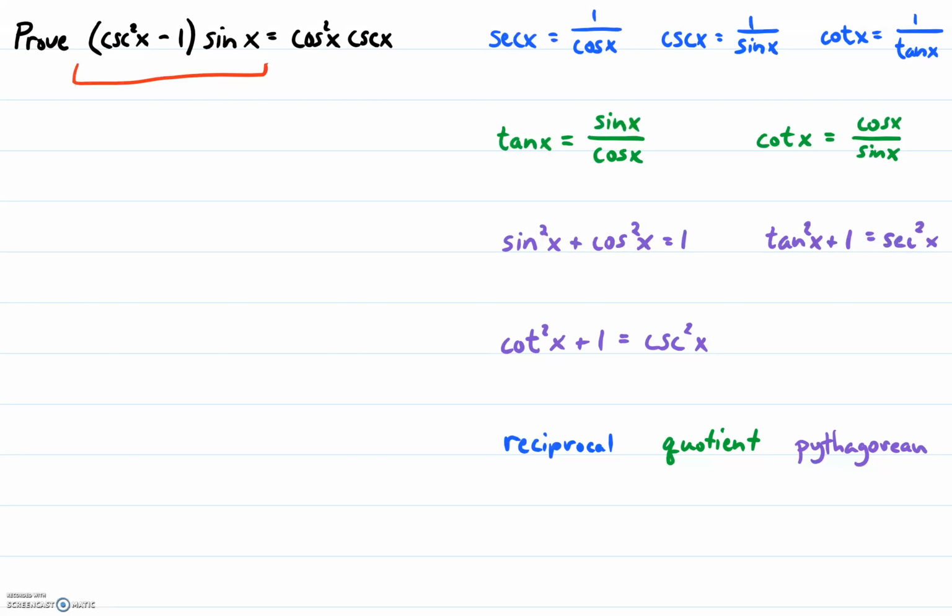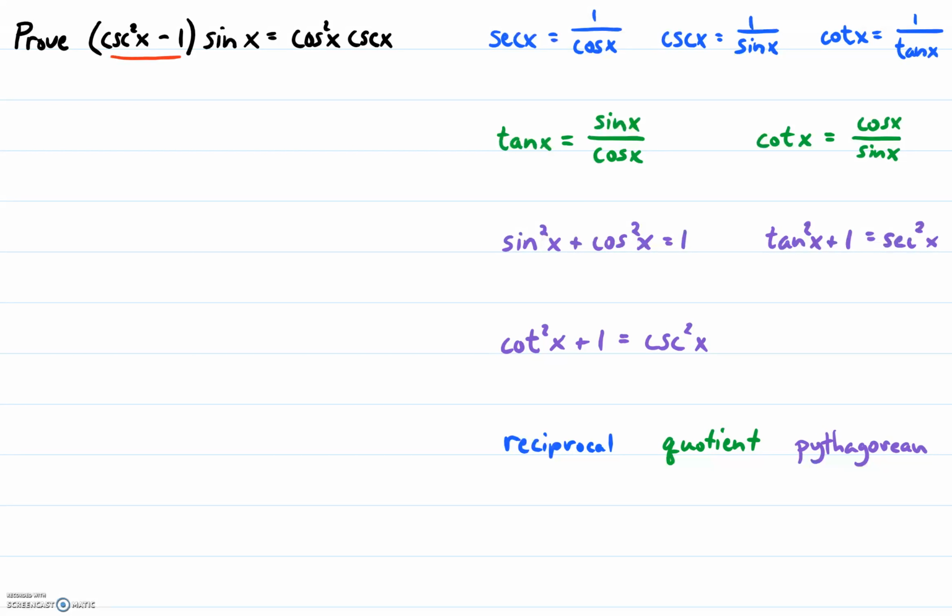And so typically the first thing that I look for is factoring as a first step, maybe factoring out a greatest common factor. And we can't do that in this case. So the next thing I do is look over the identities and see if we have anything that matches up. And the cosecant squared x minus 1 is suspect. That's the first thing I'm going to look at.